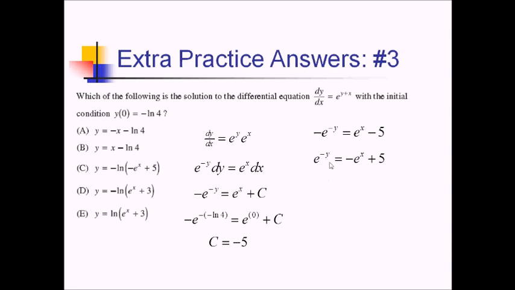Next, I am going to take the ln of both sides to get this y out of exponent land. So I'll end up with negative y equals ln of all the stuff on the right side here. And finally, I'll multiply both sides by negative 1 to get y completely by itself. So then negative ln of negative e to the x plus 5 would be our final answer, and that matches up with choice C.